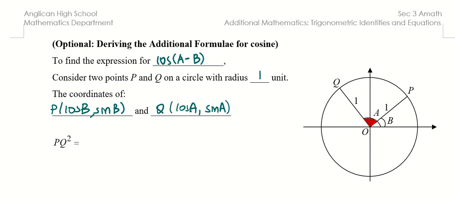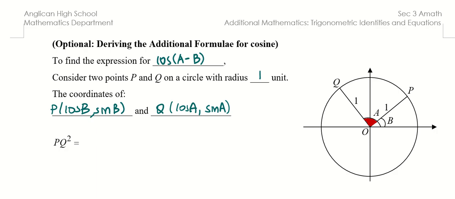But different from the derivation of sine A plus B or A minus B, I'm not going to use the area at this point of time. What we want to use is the distance formula, and also, instead of using half ab sine C under trigo, we're going to use the cosine rule. So let's look at the distance formula first.